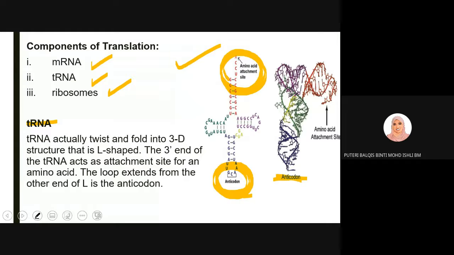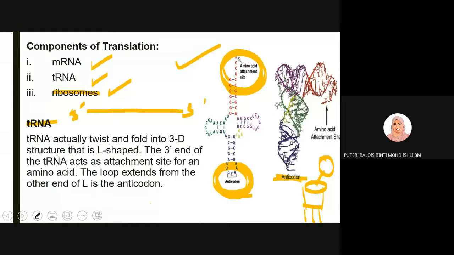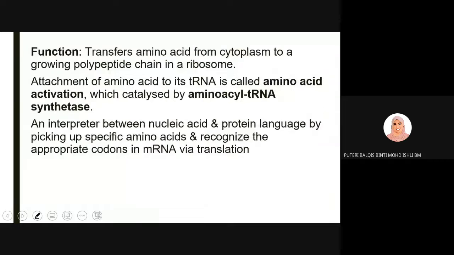We need mRNA. Along the mRNA, we have codons. Then we have tRNA. tRNA has the anticodon and also the amino acid. And the last one, we have the ribosome. I already explained tRNA. Function of tRNA: it will transfer amino acid from the cytoplasm to a growing polypeptide chain in a ribosome.